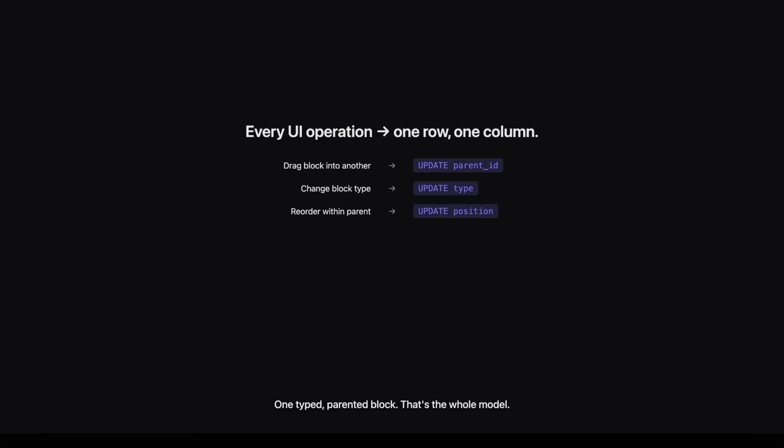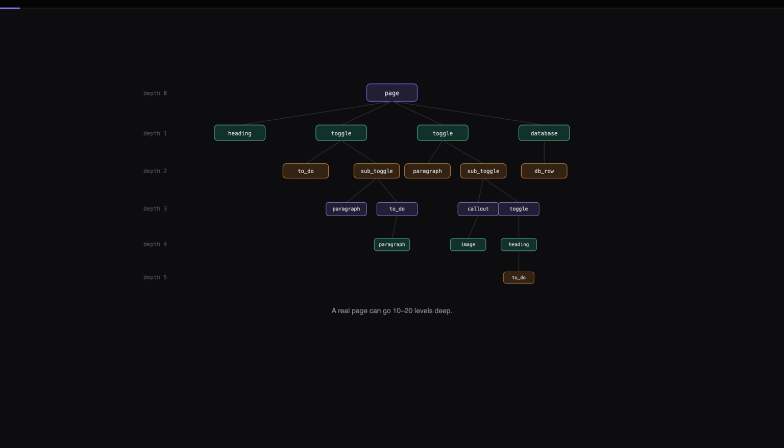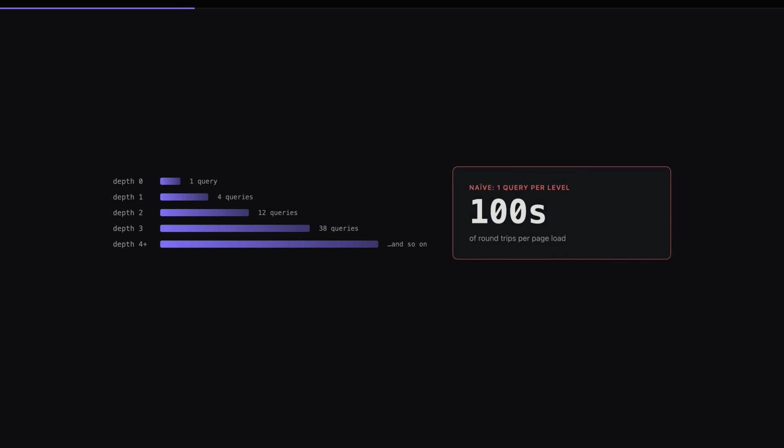Now the hard part. You have got this beautiful recursive data model, but to render a single page, you need to load the page block, then all of its children, then all of their children recursively until you hit the leaves. A page with 1000 blocks could be 20 levels deep. If you do this naively, one query per level, a single page load becomes hundreds of round trips to the database. So how do we solve this?